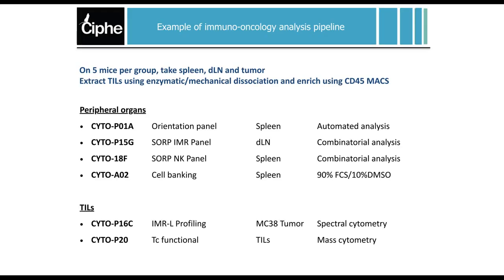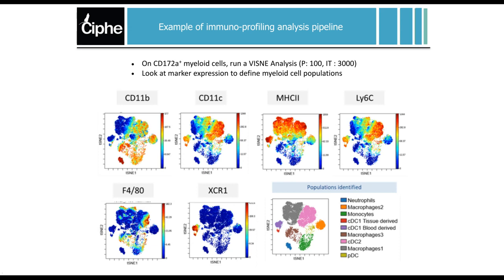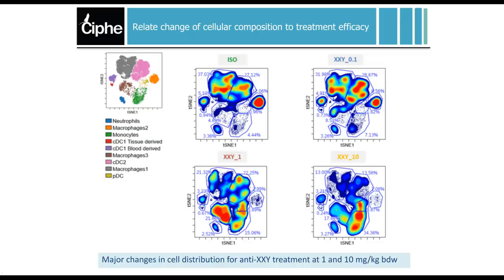And then an experiment could look like this, with different panels. And really the goal of this is to be able to do this analysis in an unsupervised manner, and try to be as descriptive as possible to identify populations. And then next is to actually correlate a change in density of population that correlates with treatment and obviously a treatment efficacy, like what we see here. We see that at a very high dose of this XXY treatment, we see a complete change of the immune profile compared to what we would see with isotype control.